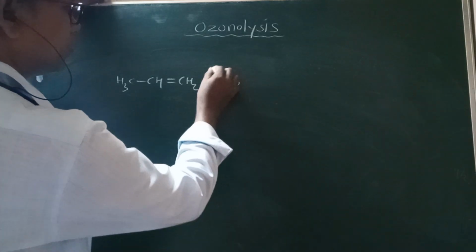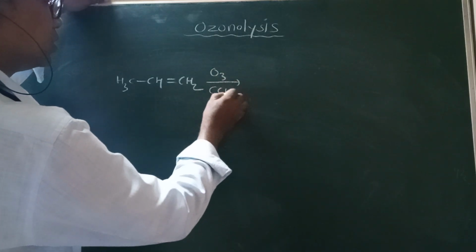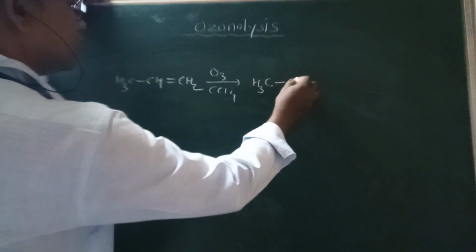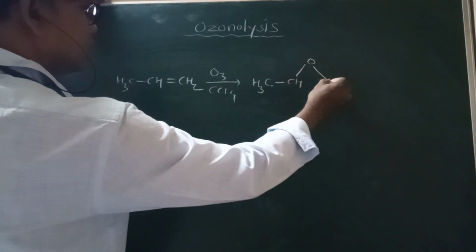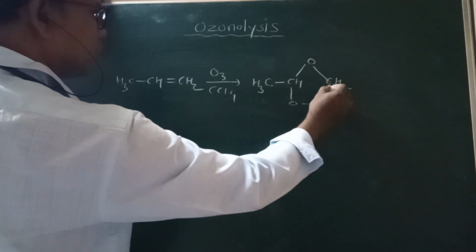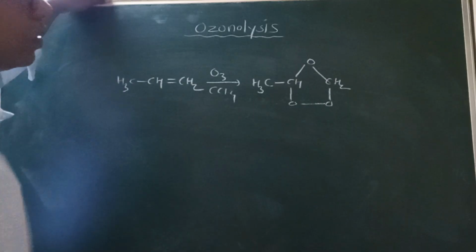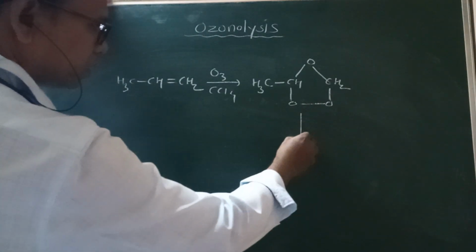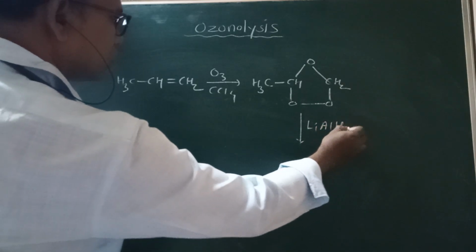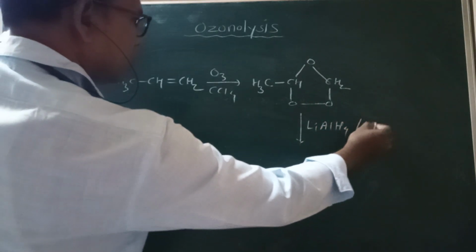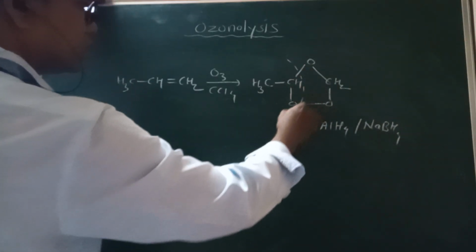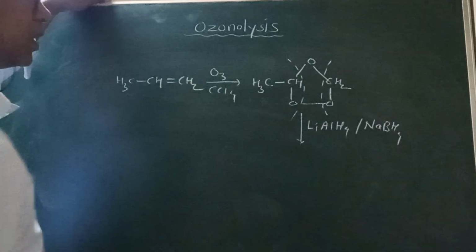Propene on reaction with ozone in presence of CCl4 gives an ozonide having the formula CH3, then CH, then O, then CH2, then O, and then O. It's an ozonide. Now, if I decompose this ozonide by using any of these reagents, LiAlH4 or even NaBH4, that is sodium borohydride, first of all, this ozonide undergoes cleavage like this.